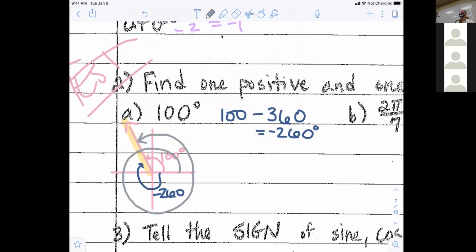100, right? Whatever angle was given to me. So 100 plus 360 is if I go all the way around and then back to where I was. So 100 plus 360 is going to be 460. All three of these angles are referencing the same angle, the same coterminal side. 100, negative 260, and 460 are all the same angles. And so all we did was we minus 360 and we added 360.